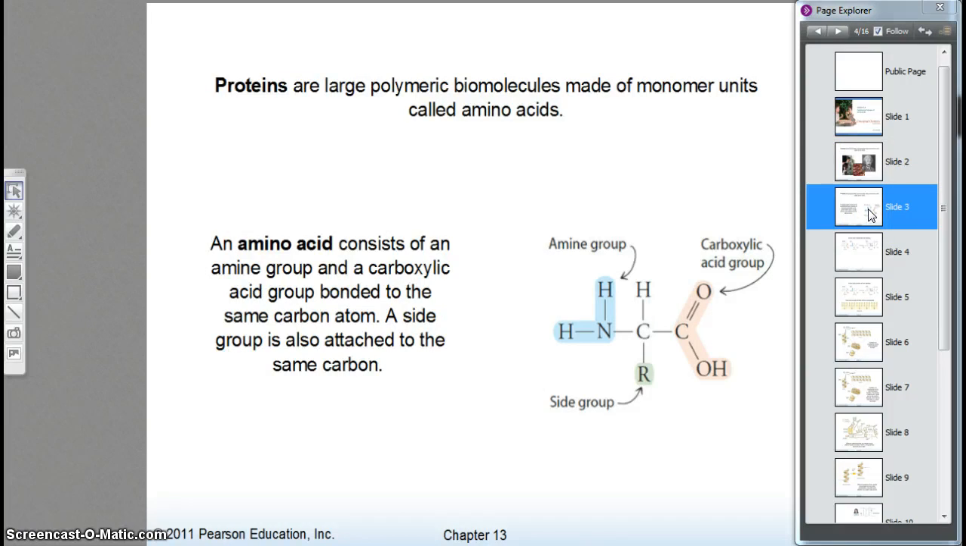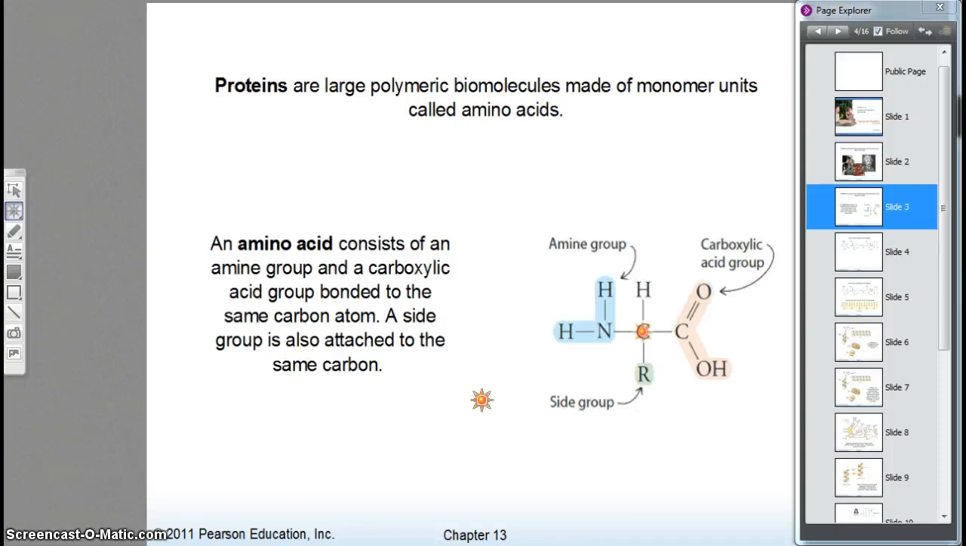Amino acids have an amine group and a carboxylic acid bonded to the same carbon. So you can see that in the drawing over here. Here's the amine group and here's the carboxylic acid group, and they're both connected to this carbon here in the middle. All proteins are made from some number and combination of 20 different amino acid blocks.